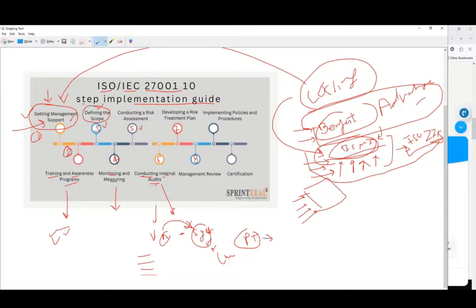Then implementing policies and procedures, you can say here. After that, you're going to be creating and implementing the policies and procedures, and after that you have to get some certification. So these are the 10 steps you're going to check before you go for ISO 27000, or how to implement ISO 27000. That is very, very important.